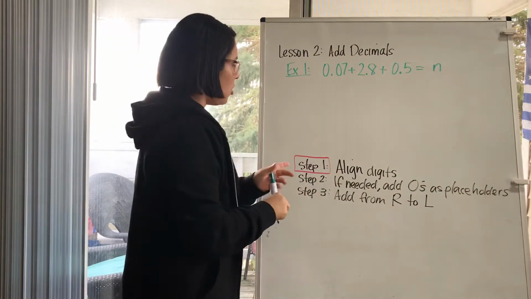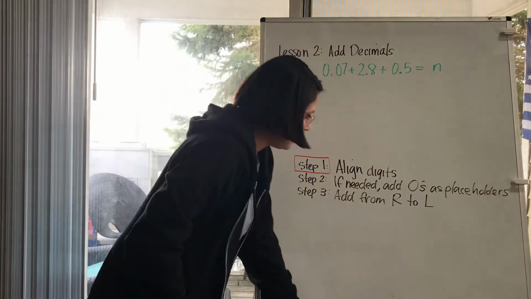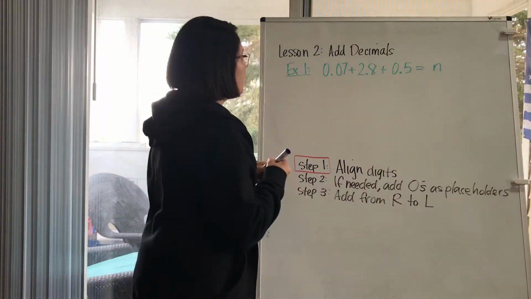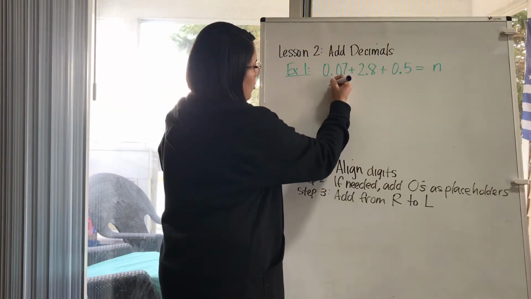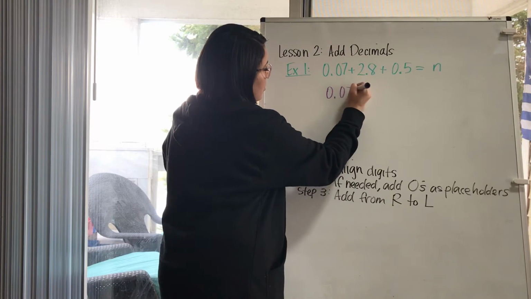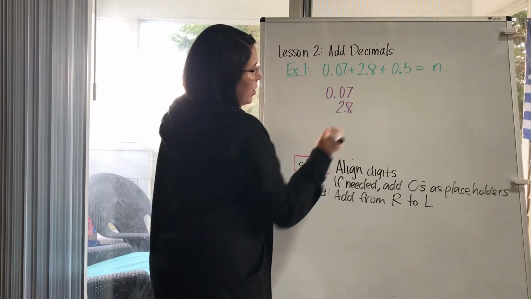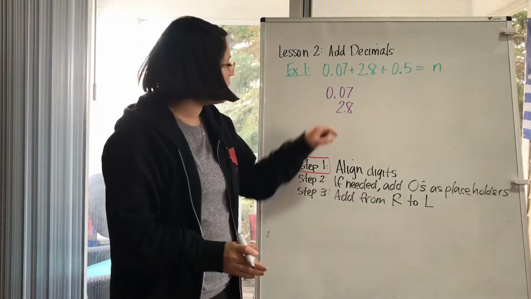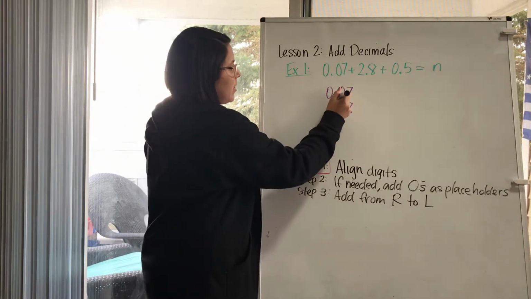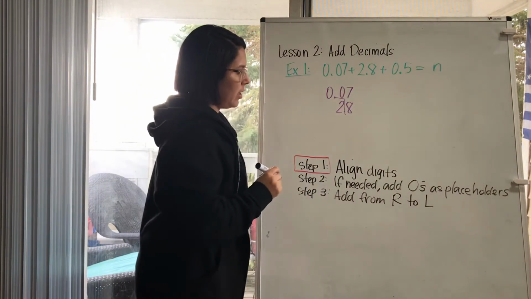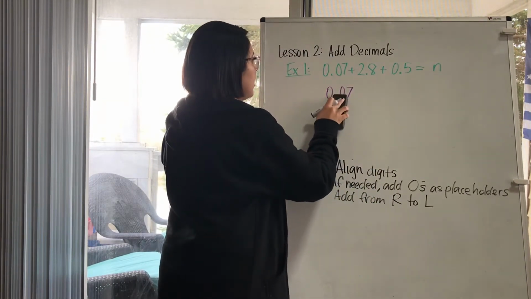Okay, so step 1, remember you need to align your digits. That means I'm going to have all my whole numbers. So I'm going to put 0.07 and then 2.8. If I write 2.8 right there, that's wrong because I need to make sure my decimal goes straight down. Right here, my decimal is going from here down to here, and it's going crooked. It's not supposed to be like that. So you need to make sure that you're aligning your decimals.